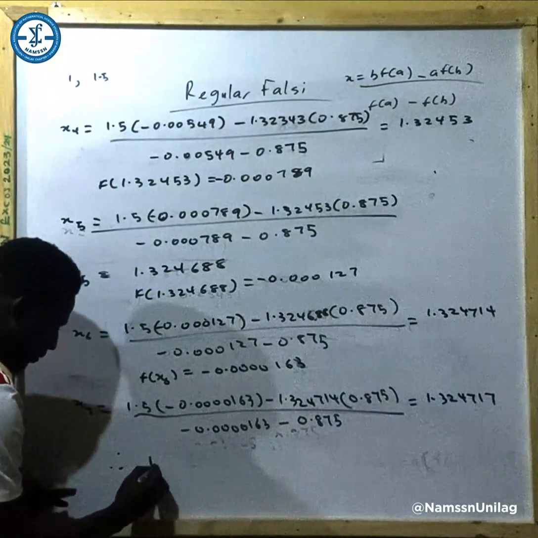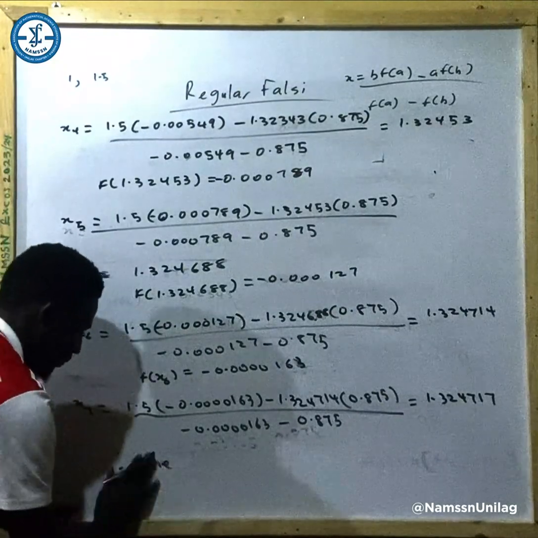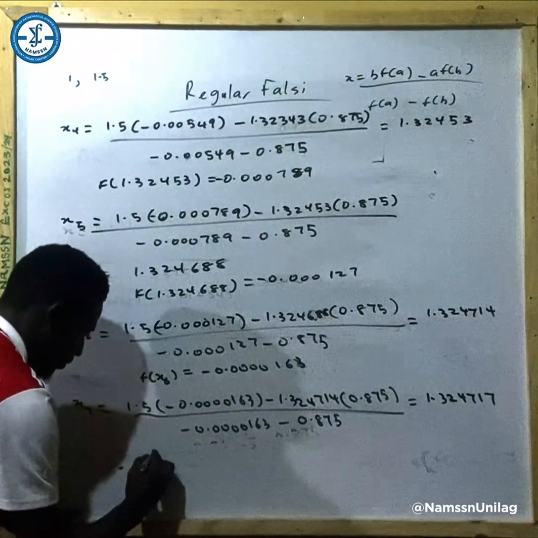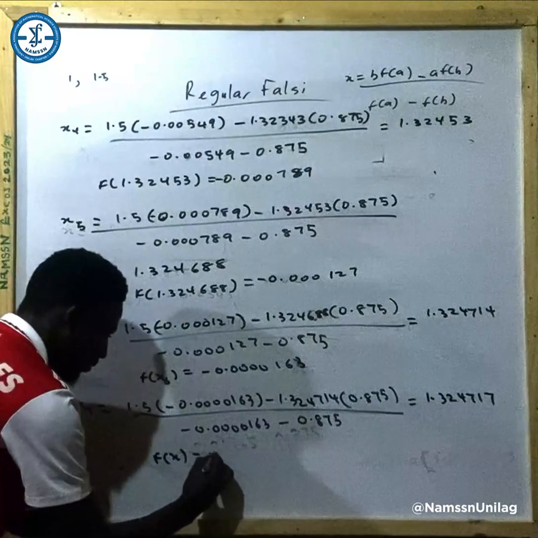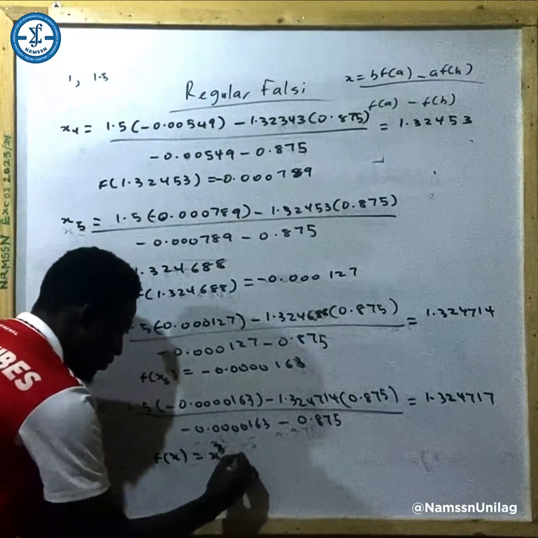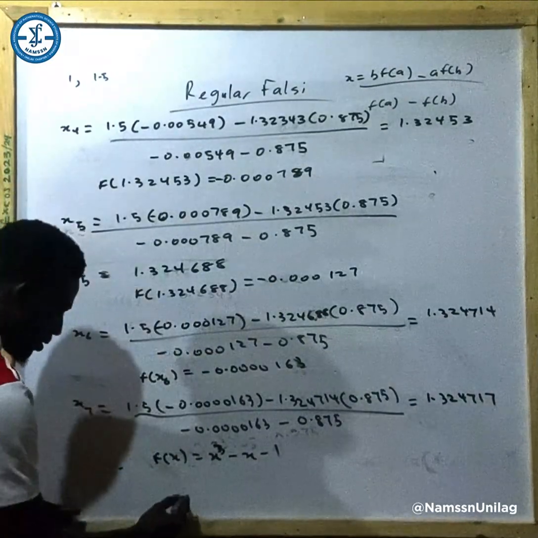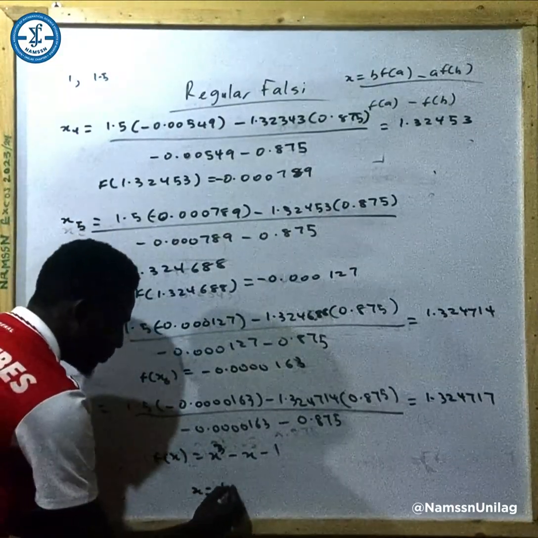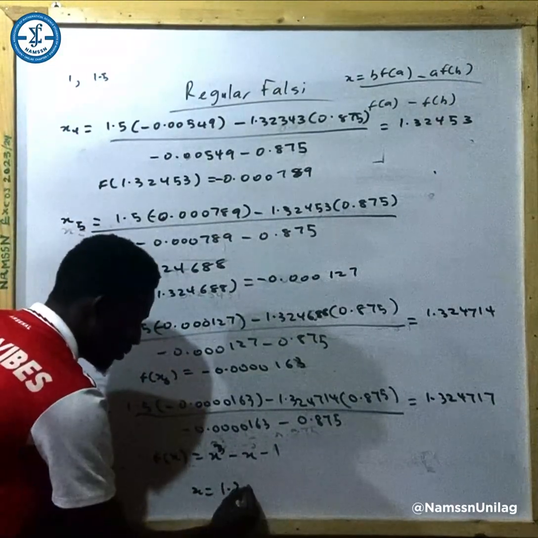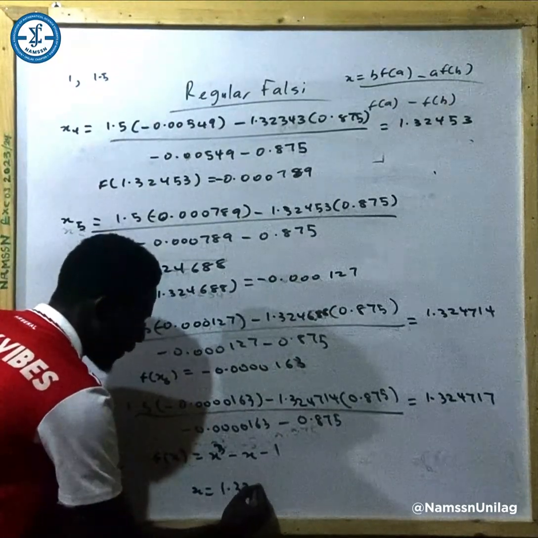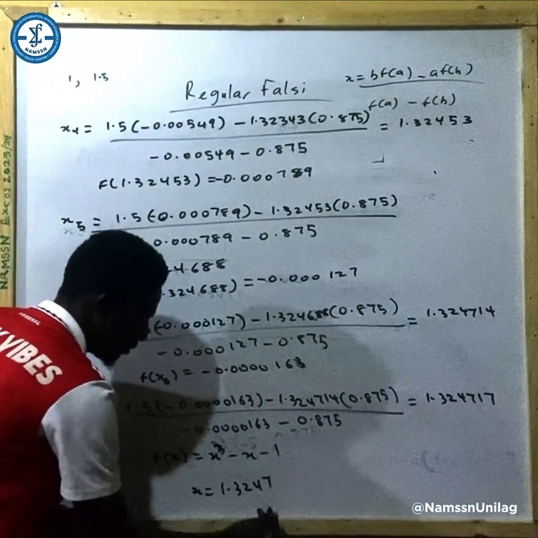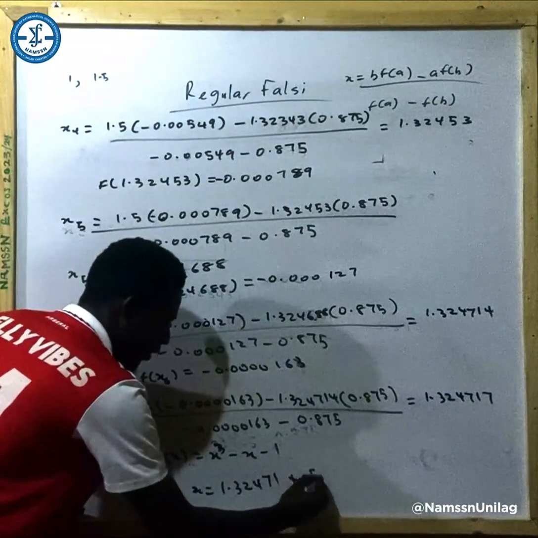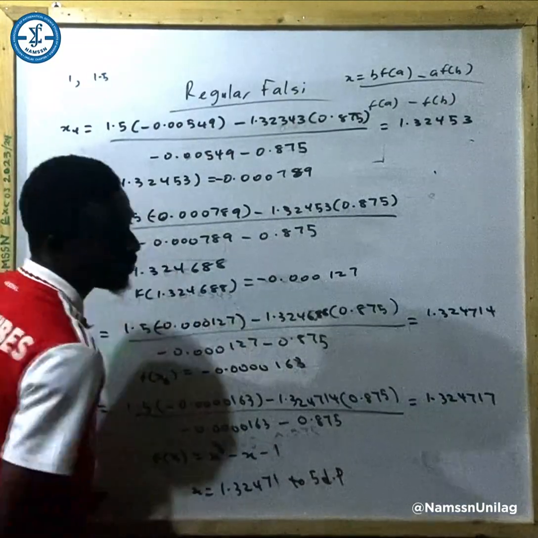therefore our answer for f of x equals x cubed minus x minus 1 is x equals 1.32471, to five decimal places.